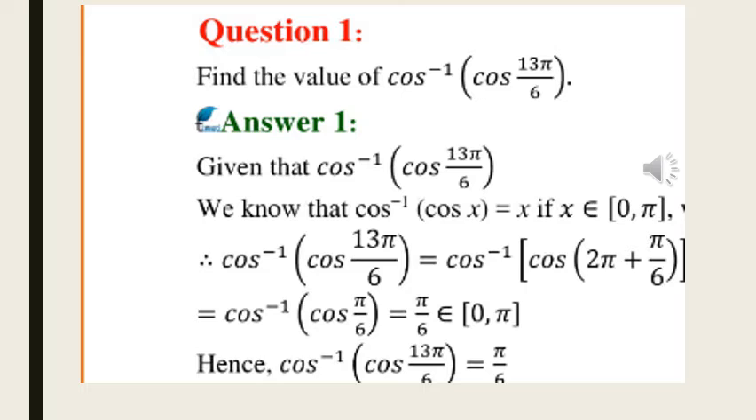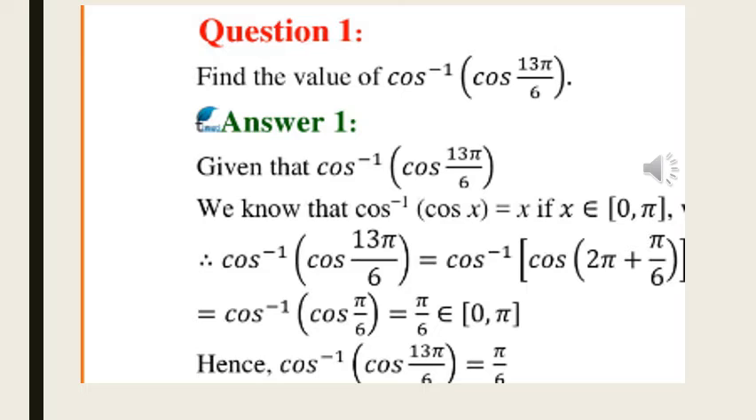This type of question we have already done. We know that cos inverse of cos x is equal to x if x belongs to the closed interval 0 to pi. According to this, cos inverse of cos 13 pi by 6 would equal 13 pi by 6, that is 390 degrees. That doesn't belong to the range of cos inverse. The range of cos inverse is the closed interval 0 to pi, so it exceeded 180 degrees.